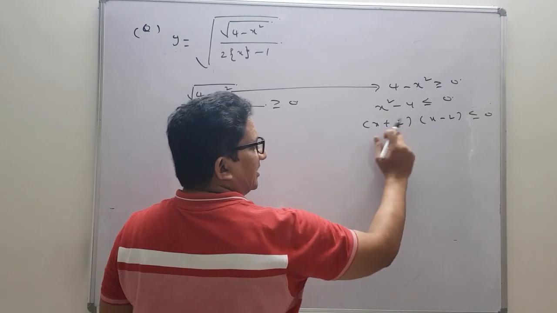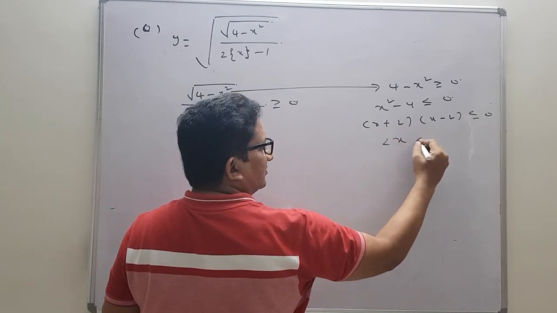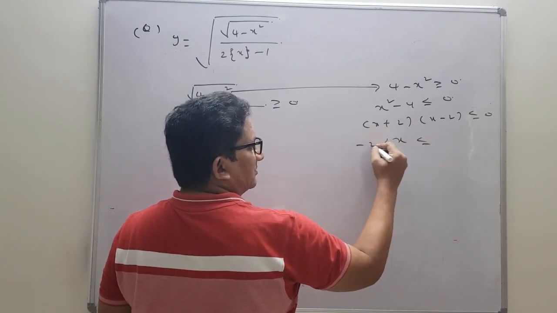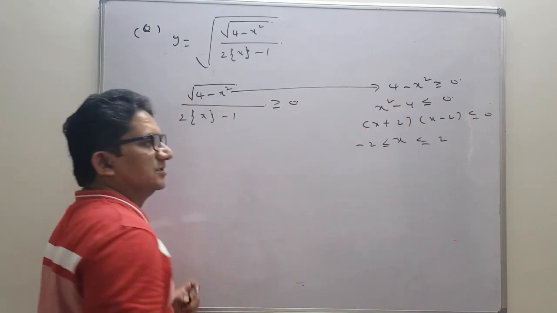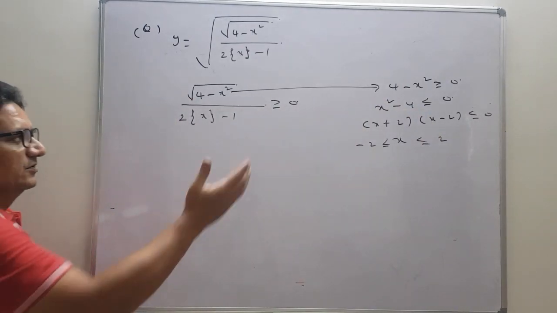So we know that when two factors are there, then x should lie in between the minimum and maximum. So here the minimum is minus 2 and the maximum is 2. That is one part of the solution. I will come back here.